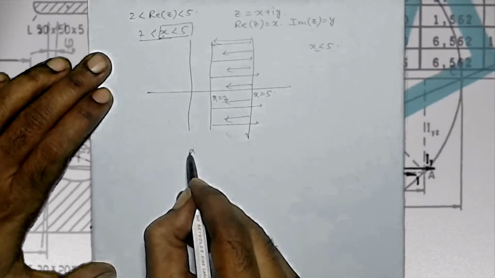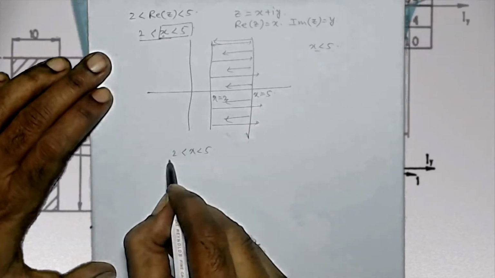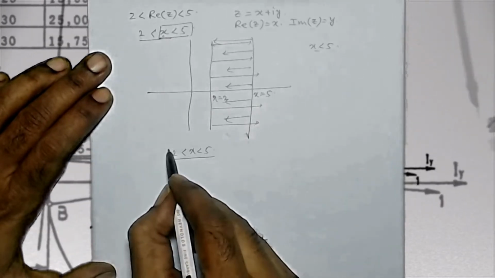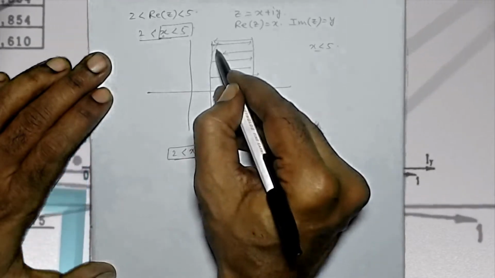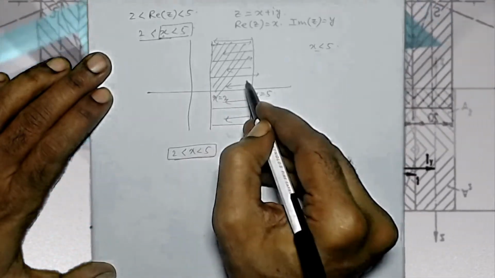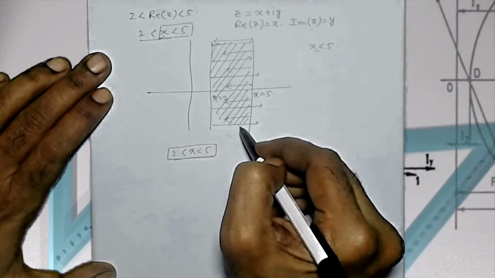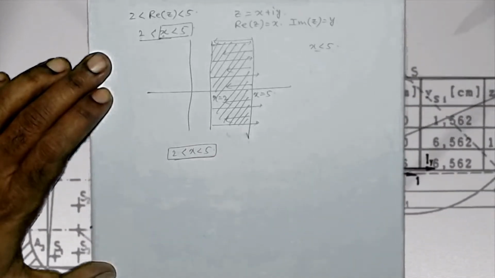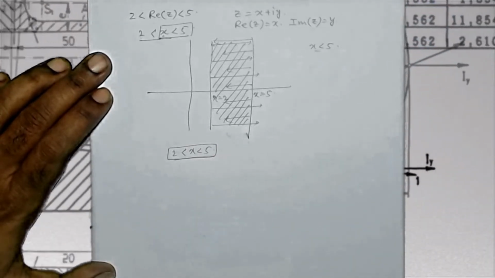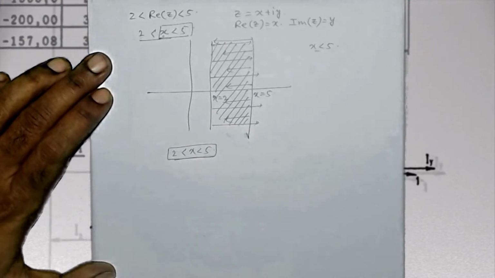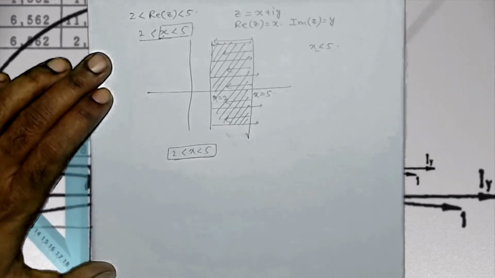Now, x is greater than 2, less than 5. Which region will satisfy both these conditions? Naturally, we are talking about the region which is inside these two parallel lines. Is it clear? Are you understanding the locus? How to interpret the result on a complex plane?